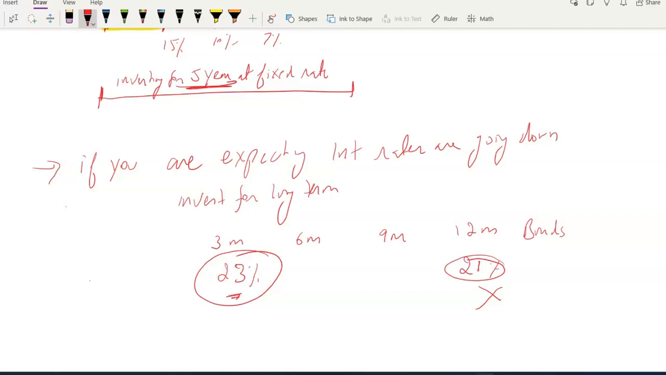Right? Okay. Now my question. If you're expecting that interest rates are going up, then what will you do? Then we will invest for short term. Why, sir? Sir, interest rates are going up. We will invest for short term. We will wait for interest rates to go up, and once the interest rates are higher, then we will invest. Otherwise, we will invest for only short term. Clear?